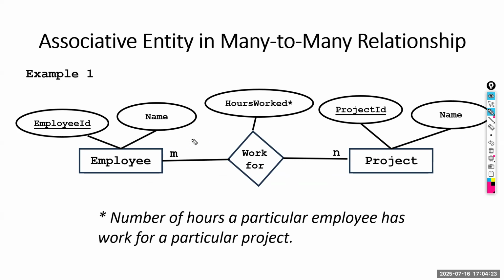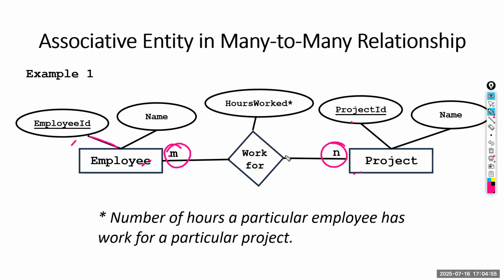Right, so this is an example of a many-to-many relationship. An employee can work for many projects. A project can have many employees. So employee ID is our identifier, employee name, maybe employee salary. Right? You can have additional attributes. Then project ID, project name, maybe project location. So those are the project related attributes. And remember, this is many to many.